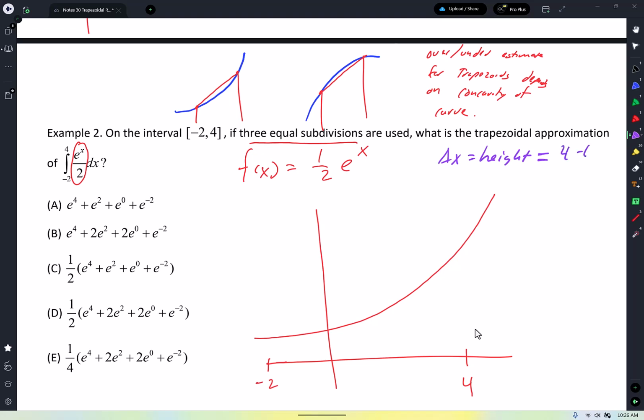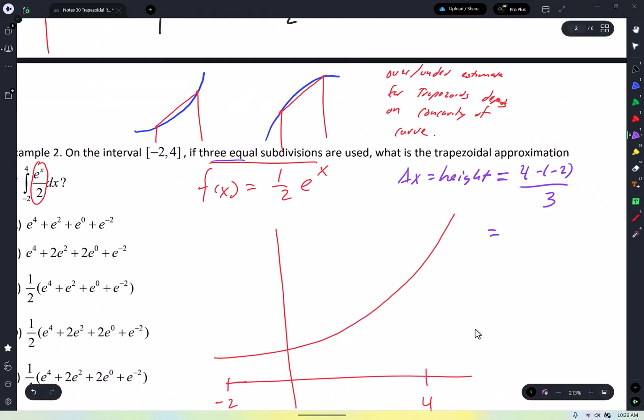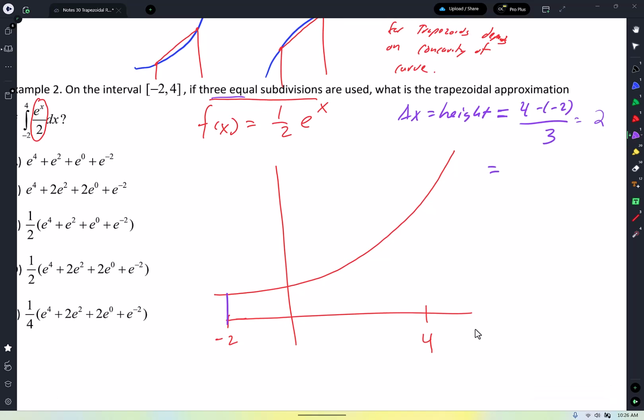Let's see. 4 minus a -2 divided by, how many do we have again? 3. I'm getting my height of each trapezoid because, I know we said not to use the formulas, right? But we'll get one in a little bit that has different heights. So 6 divided by 3, so that's 2. So here's my first trapezoid. And then smack in the middle of that, 2. Here's my next trapezoid. And here's my next trapezoid. It's kind of like on the side. Do we see that, guys?